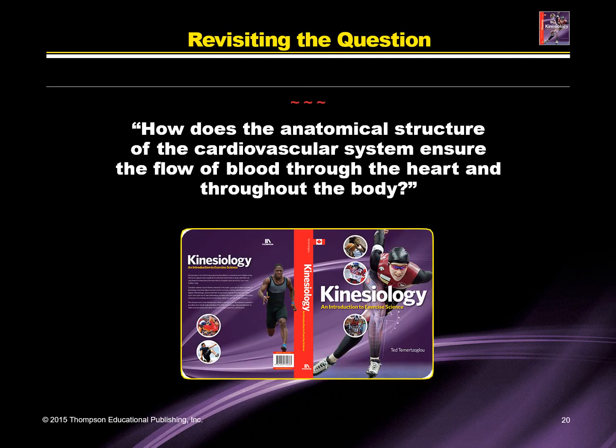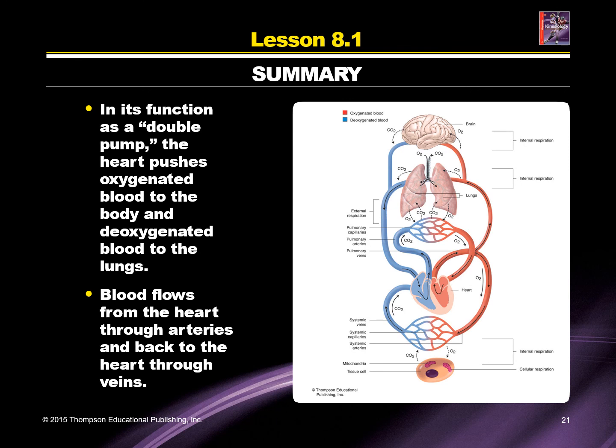So just to wrap up, how does the anatomical structure of the cardiovascular system ensure the flow of blood through the heart and throughout the body? That wraps up the presentation for now. Hopefully you now understand a little bit more of the cardiovascular system. Remember, at the very foundation of this all, it's about the delivery of oxygen to your working tissues. That oxygen is used during cellular respiration to create ATP, and that ATP is used in order to facilitate the sliding filament theory, muscle contraction, which allows you to remain alive.